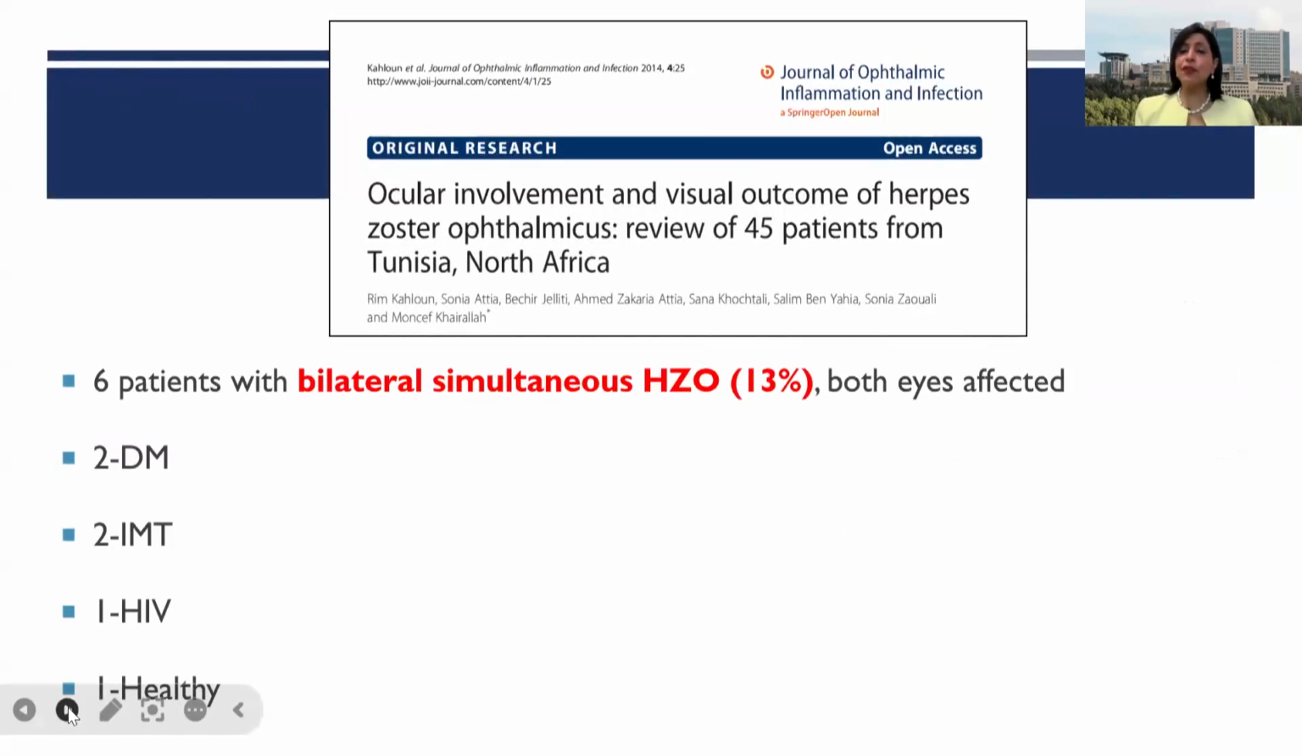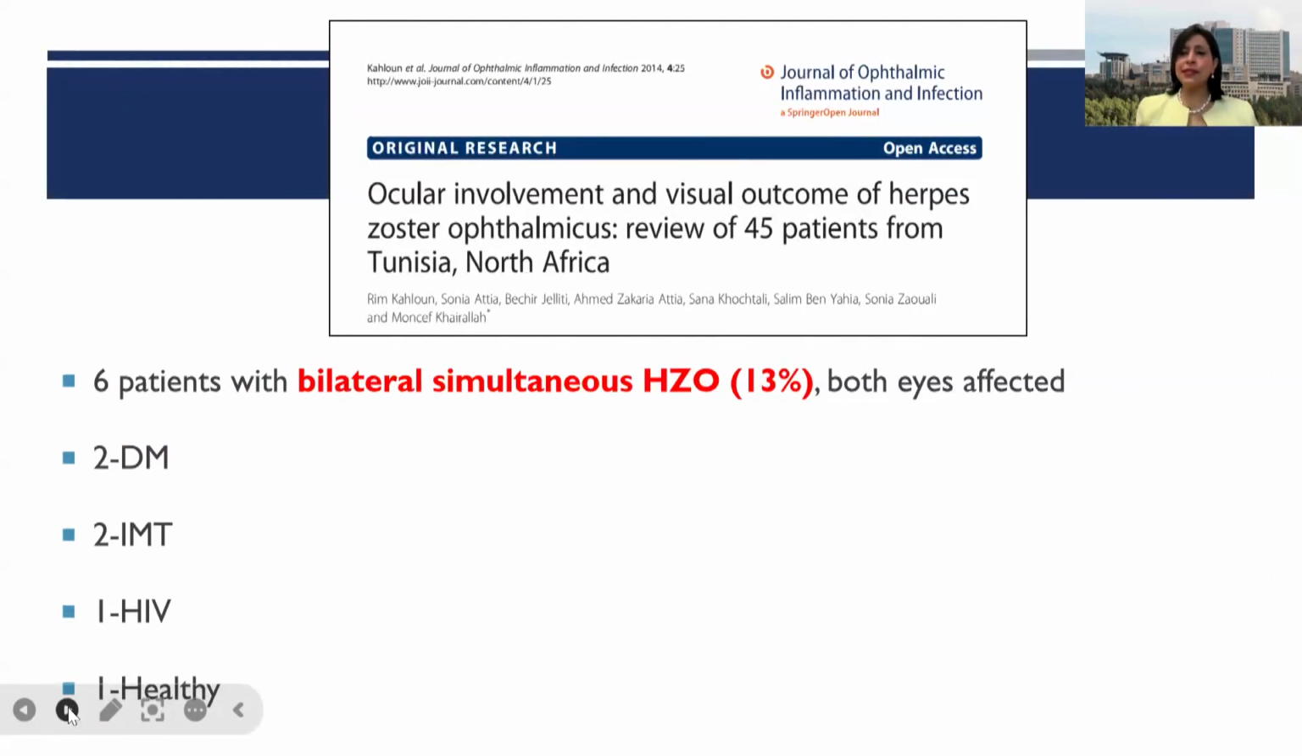This other publication is from Tunisia. It's a very important paper on 45 patients with herpes zoster ophthalmicus. And 6 out of these 45 patients, meaning 13%, had bilateral simultaneous herpes zoster ophthalmicus with both eyes affected. However, if we look at the characteristics of the patients, we note that 2 had diabetes mellitus, 2 were on immunomodulatory therapy, 1 patient had HIV, and 1 patient was healthy.